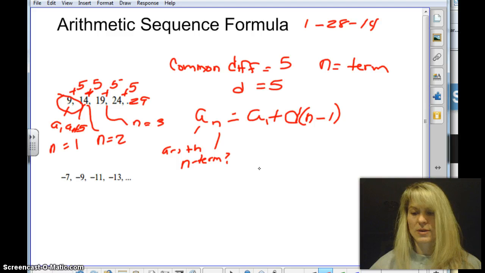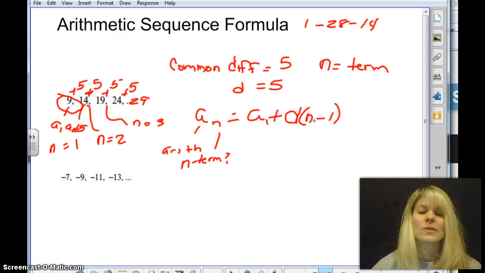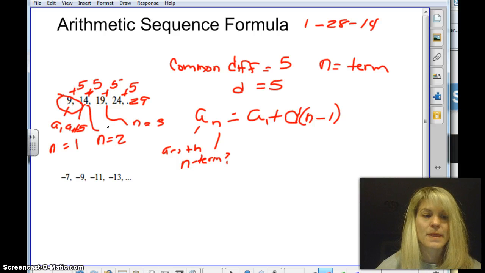And you might say, why are we doing that? Well, this is the term minus 1, which means the previous term, right? So if this is the second term, I would have to subtract 1 to give me this one, because I got to add 5 to that to give me this one. If I'm talking my third term, I want to subtract 1, which would put me to my second term, and add 5, and then that would give me my third term.